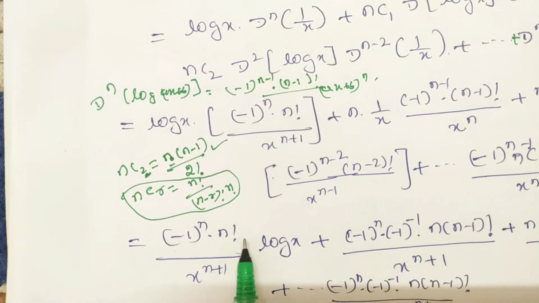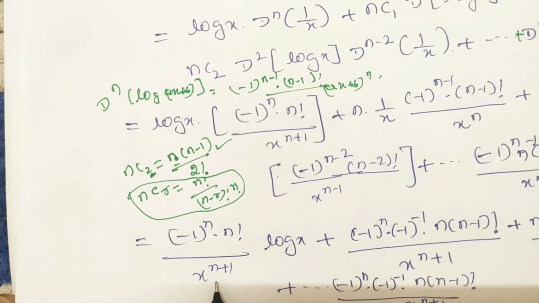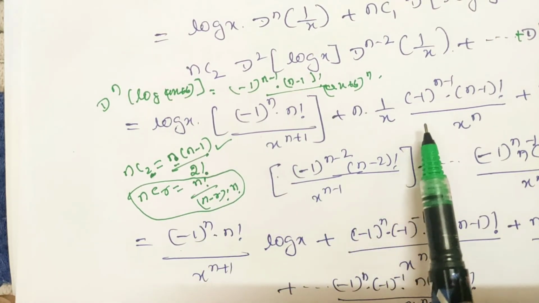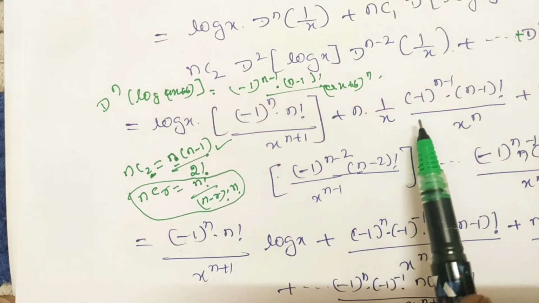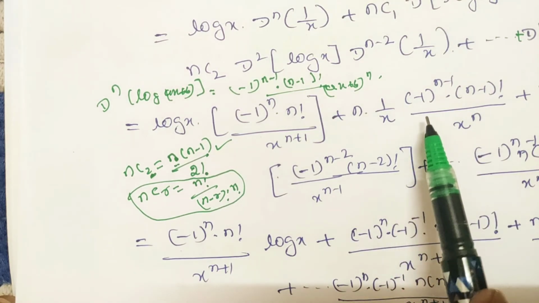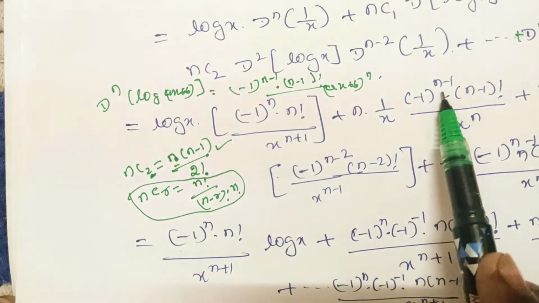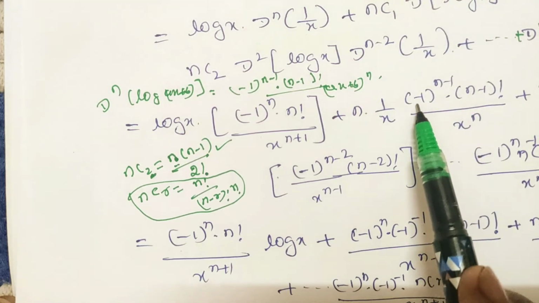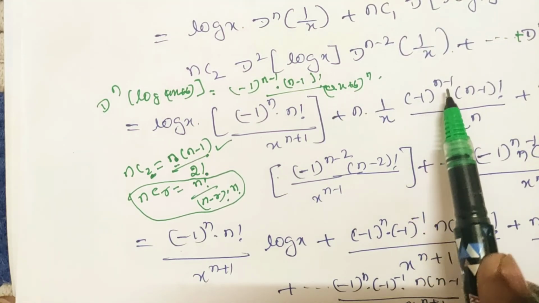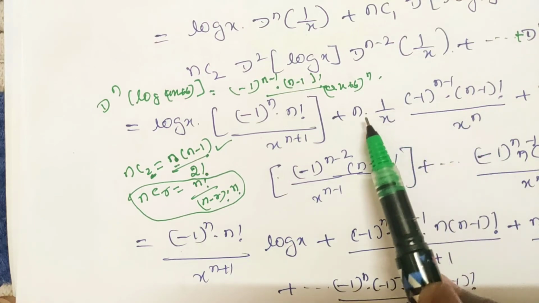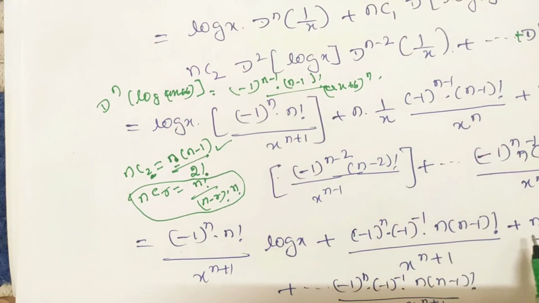Minus 1 raised to n into n factorial, first term, divided by x to the power of n plus 1 into log x, then plus this minus 1 raised to n minus 1 into this one. See here, minus 1 raised to n minus 1 is there. So we can write this as minus 1 raised to n into minus 1 to the power of minus 1, and this one is n into n minus 1 factorial, then plus the second term as it is here, n into n minus 1 factorial into minus 1 by x square is there, no?